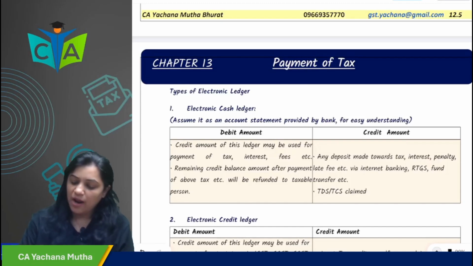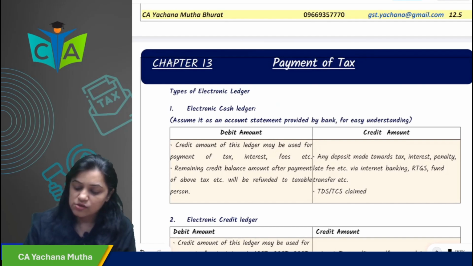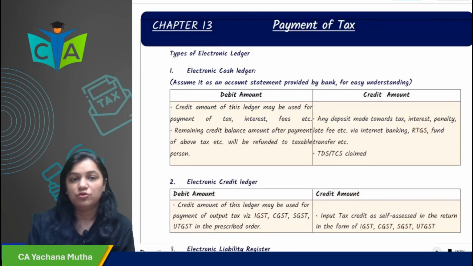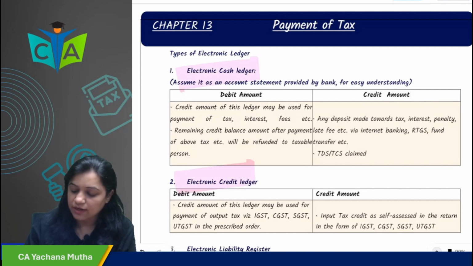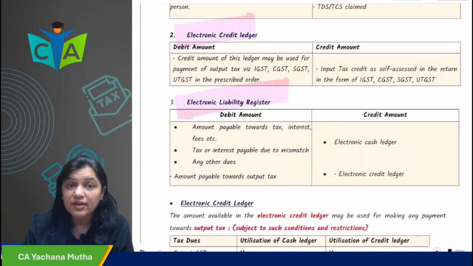Hello everyone, next chapter is payment of tax. We would be discussing payment of tax. Here there are three kinds of ledger. You remember electronic cash ledger, electronic credit ledger and electronic liability ledger. By what is the electronic liability ledger debited?